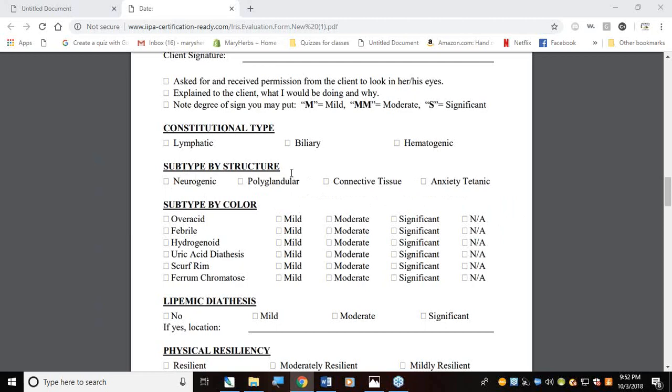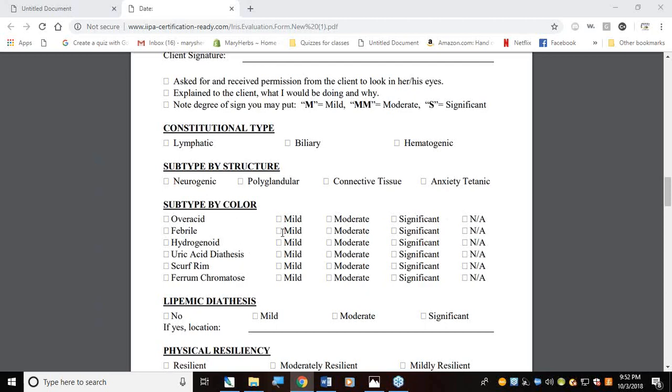If there is none that applies, let's say they are someone with a moderate resilience, and they didn't have lacuna or cramp rings, stress rings, or what they call contraction furrows, then you didn't have to mark any of these. The next group, subtype by color, you can have many. If you have acid, you can put it mild, moderate, or significant. If there is no acid, then you could just put not applicable. That's what the NA stands for.